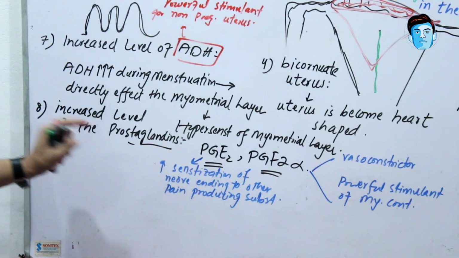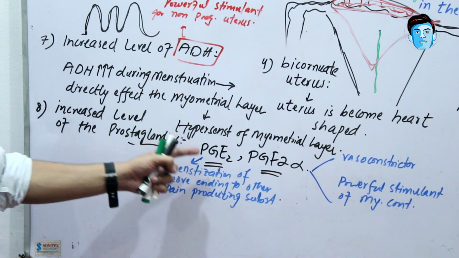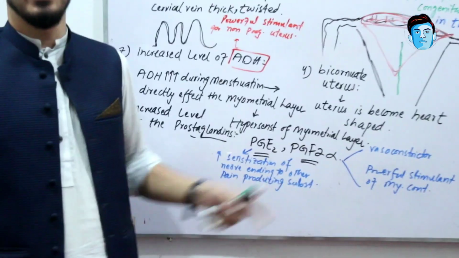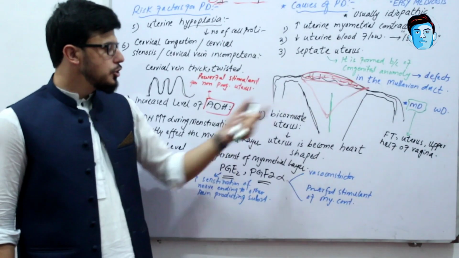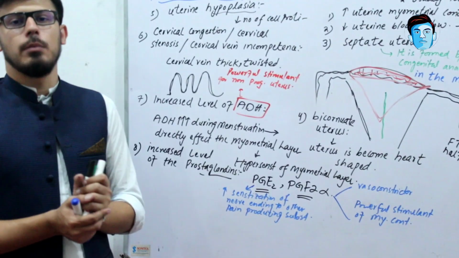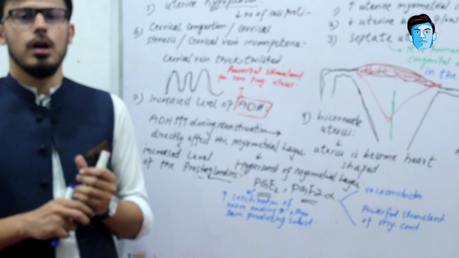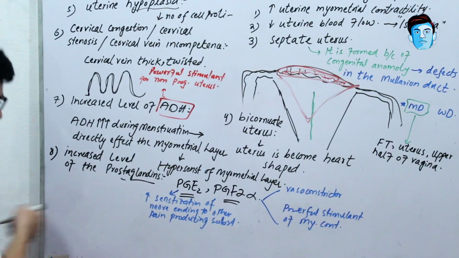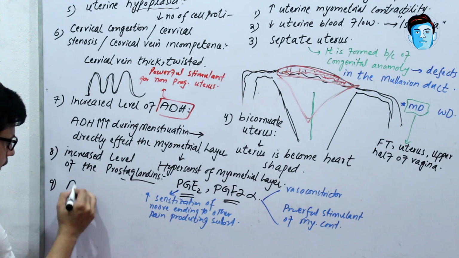So if there is an increased level of prostaglandin, as a result there is strong vasoconstriction in the myometrium layer, or the uterine layer. As a result, there is also decreased uterine blood flow and formation of blood clots, which often lead to the pain during menstruation. Now another cause is anxiety.